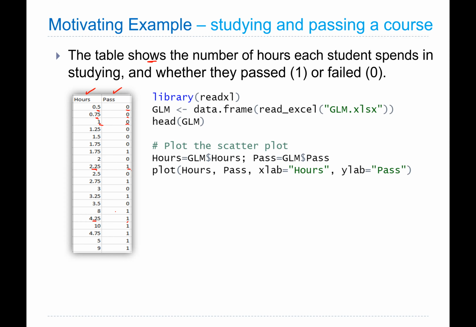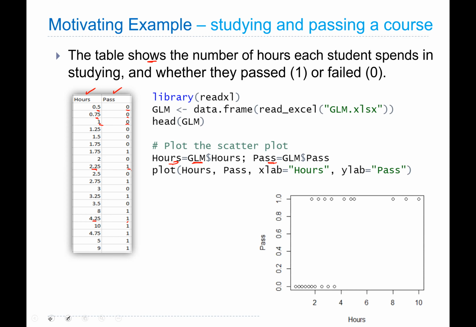I uploaded the data set on Canvas and gave it the name GLM data. It has two variables, the hours and passing the course. And I grabbed this scatter plot. Some people look at this one and say, oh, this is a linear relationship between X and Y. But keep in mind, Y should be continuous. But this Y in this case takes only two values, 0 or 1.